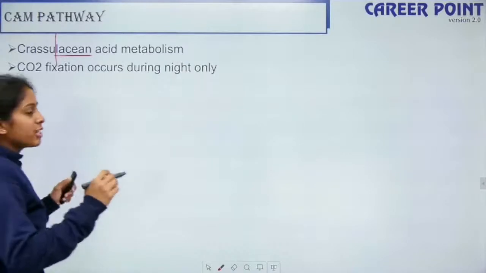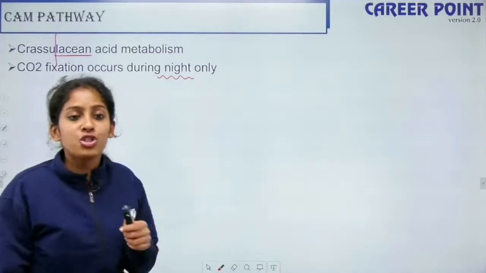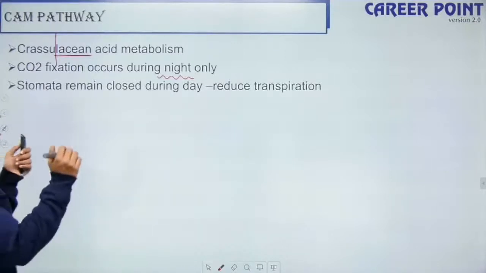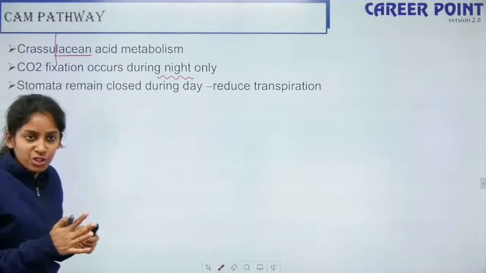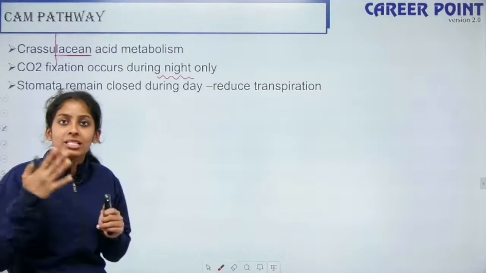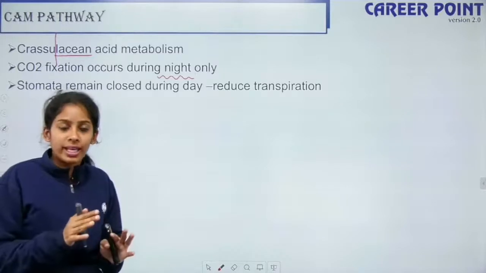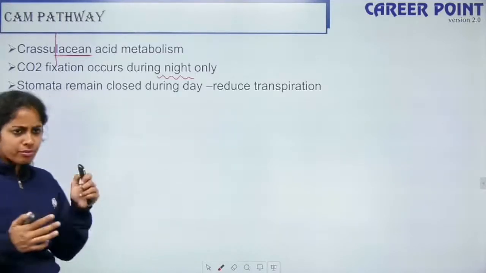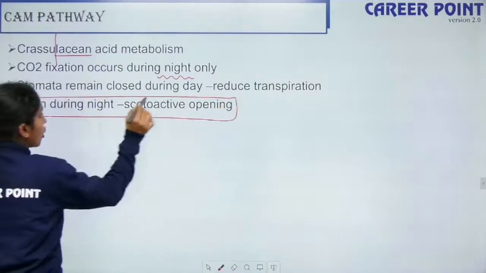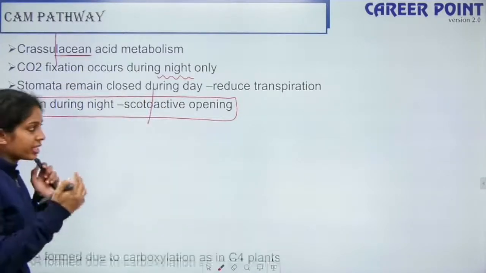Here carbon dioxide fixation happens during the night. In C3 and C4 plants, the fixation happens during the day, whereas here it happens during the night. The stomata remain closed during the day to reduce transpiration, because when your stomata remain open during the day, you have loss of water, that is transpiration. These plants are very smart: they do not open their stomata during the day, they open them only during the night. Such stomata, which open only during the night, are called scotoactive stomata, right?